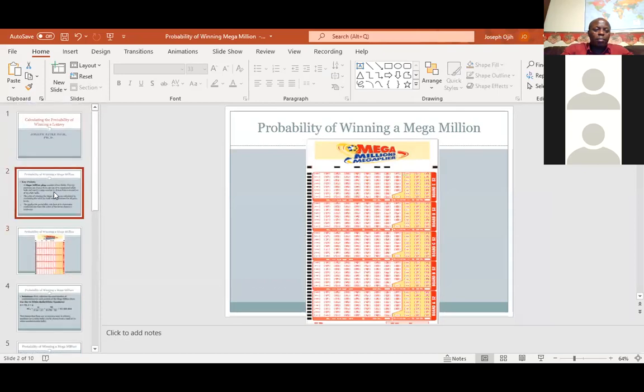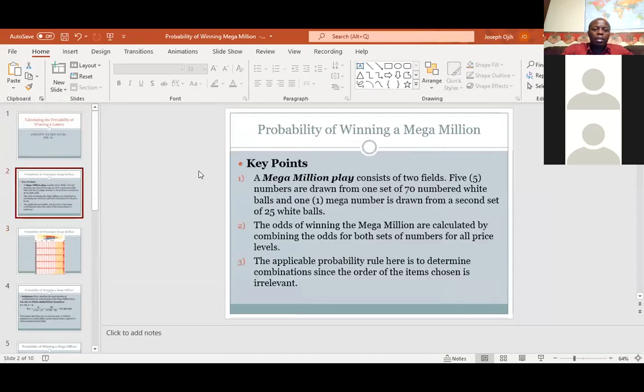Which brings us here, Mega Millions. Of course, you know that it consists of 2 fields: 5 numbers that are drawn from the set of numbers from 1 to 70, and then the Powerball itself is one mega number from a set of 25.